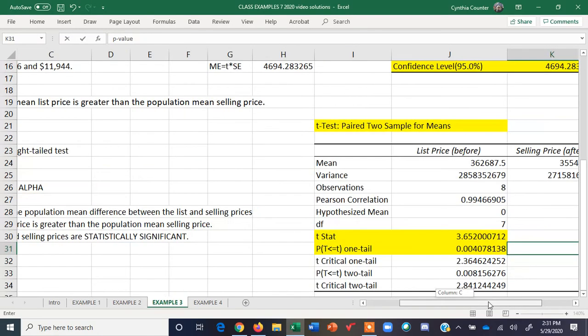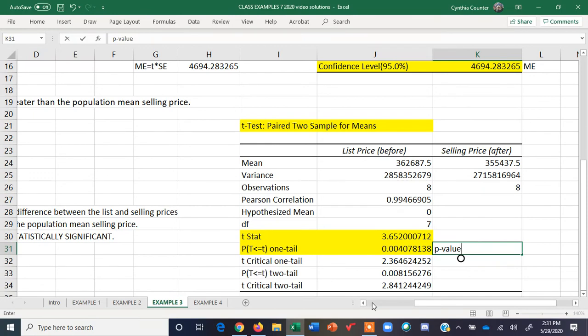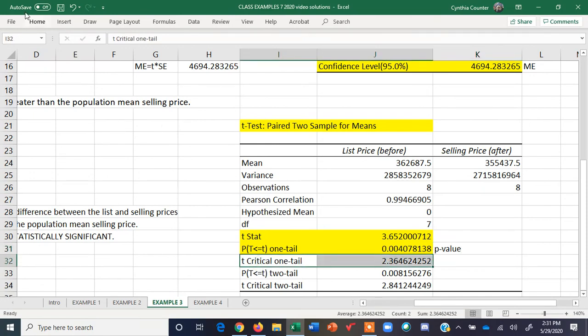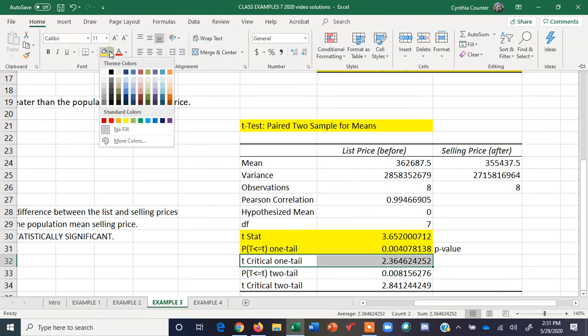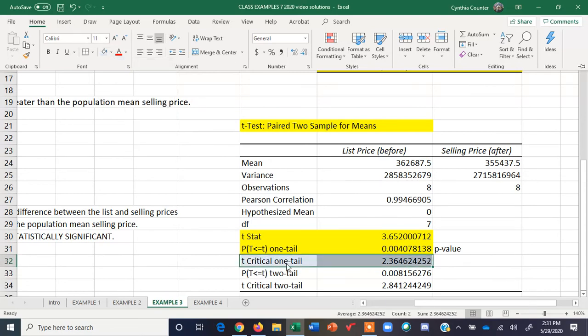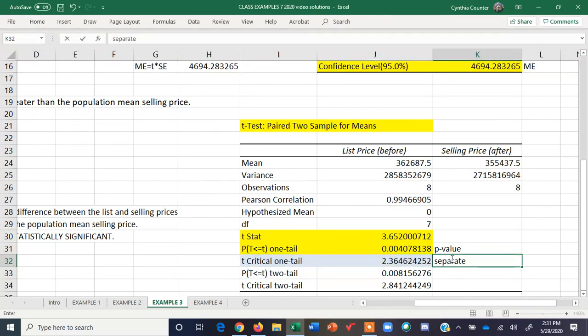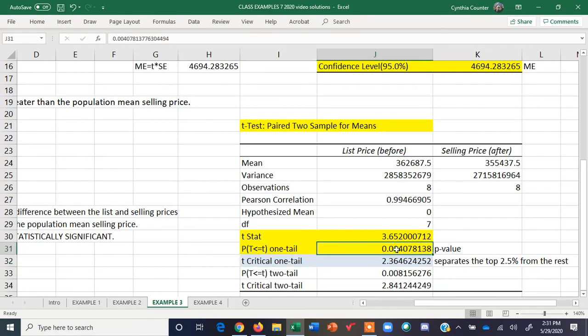Now, why did we have to enter an alpha to do the test? That is so Excel could generate what we call a critical value, t-critical. And this here is the score that separates the top 2.5%, notice that was our alpha, 2.5%, 0.025, from the rest. So any t-stat greater than t-crit will give you a small p-value. If your t-stat is greater than t-crit, that gives you the same conclusion as your p-value being less than alpha.